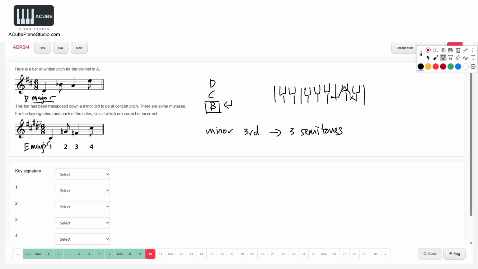So the correct key should be B major, or the key signature should be that of B major, and B major has 5 sharps. So therefore, the key signature is incorrect. Because B major is F sharp, C sharp, G sharp, D sharp, A sharp. There is no A sharp in the key signature, so it is not correct.